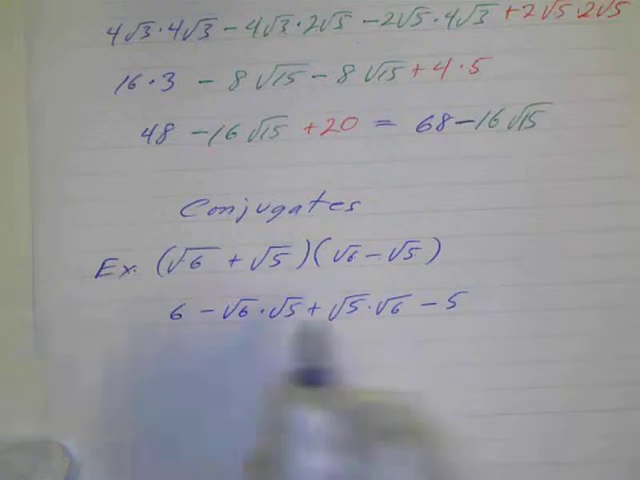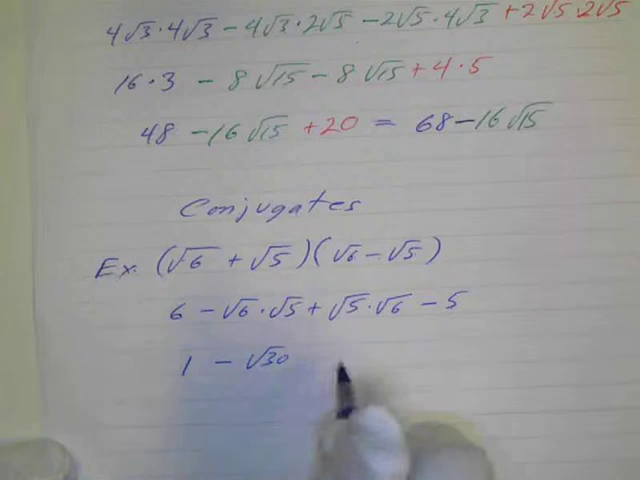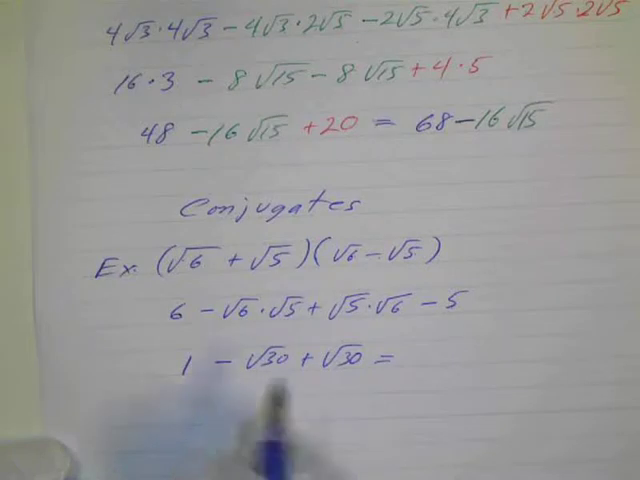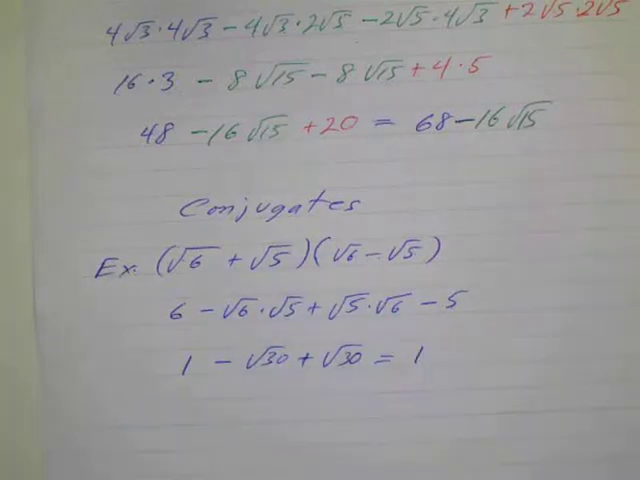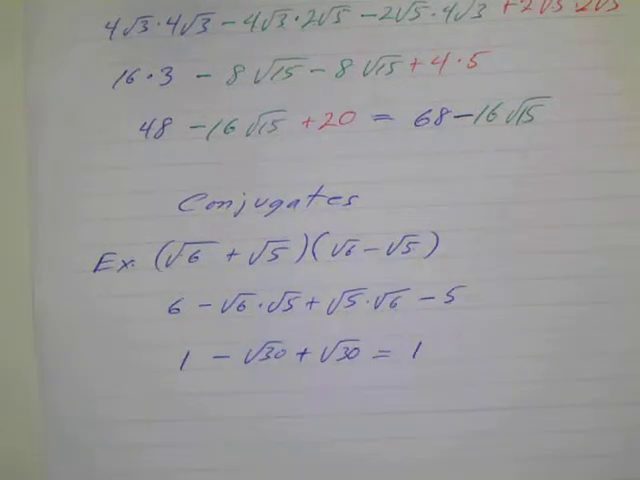Now this is the same thing as, well, what's 6 minus 5? That's just 1. Minus, and this is the square root of 30, minus the square root of 30, plus the square root of 30. But what's negative something added to the positive of that something? Well, these are just opposites. So square root of 30 minus square root of 30 is 0, so this is just 1. So when we multiply these conjugates, even though they're both irrational numbers, we get a rational number. So conjugates are very useful, especially when we're trying to rationalize denominators. So this is an interesting multiplication you want to really kind of remember.